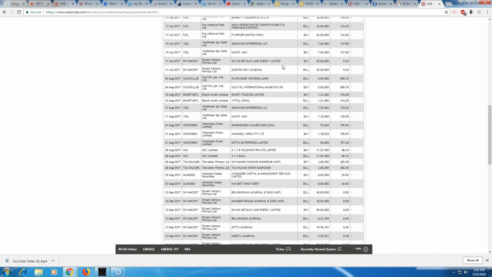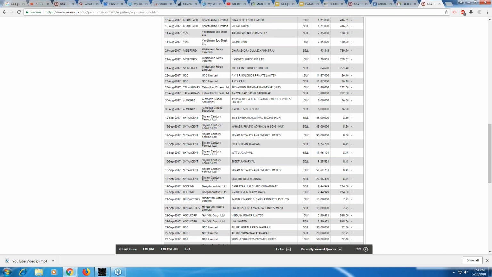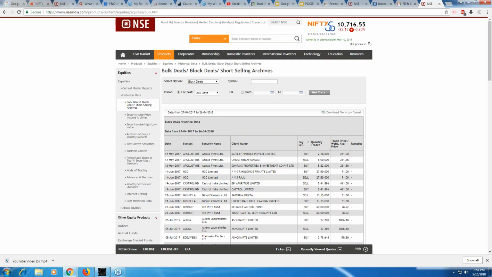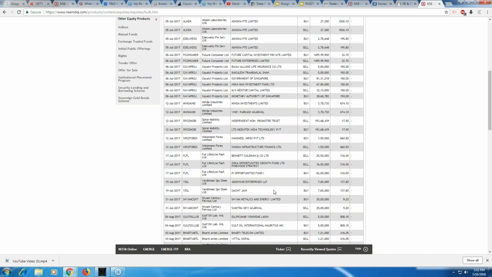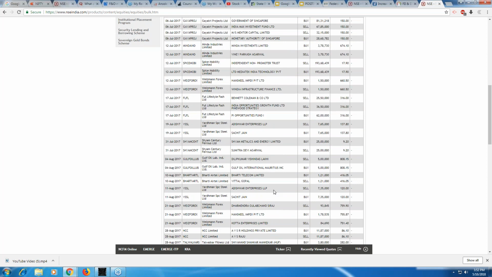See here, Sunrise Properties. Then we go here, Future Capital Investment. No, these are not. India Opportunities Growth Fund Limited. Right? What are they selling? They're selling Future Lifestyle Fashion. Right? So from here, where are they exiting and where are they entering?